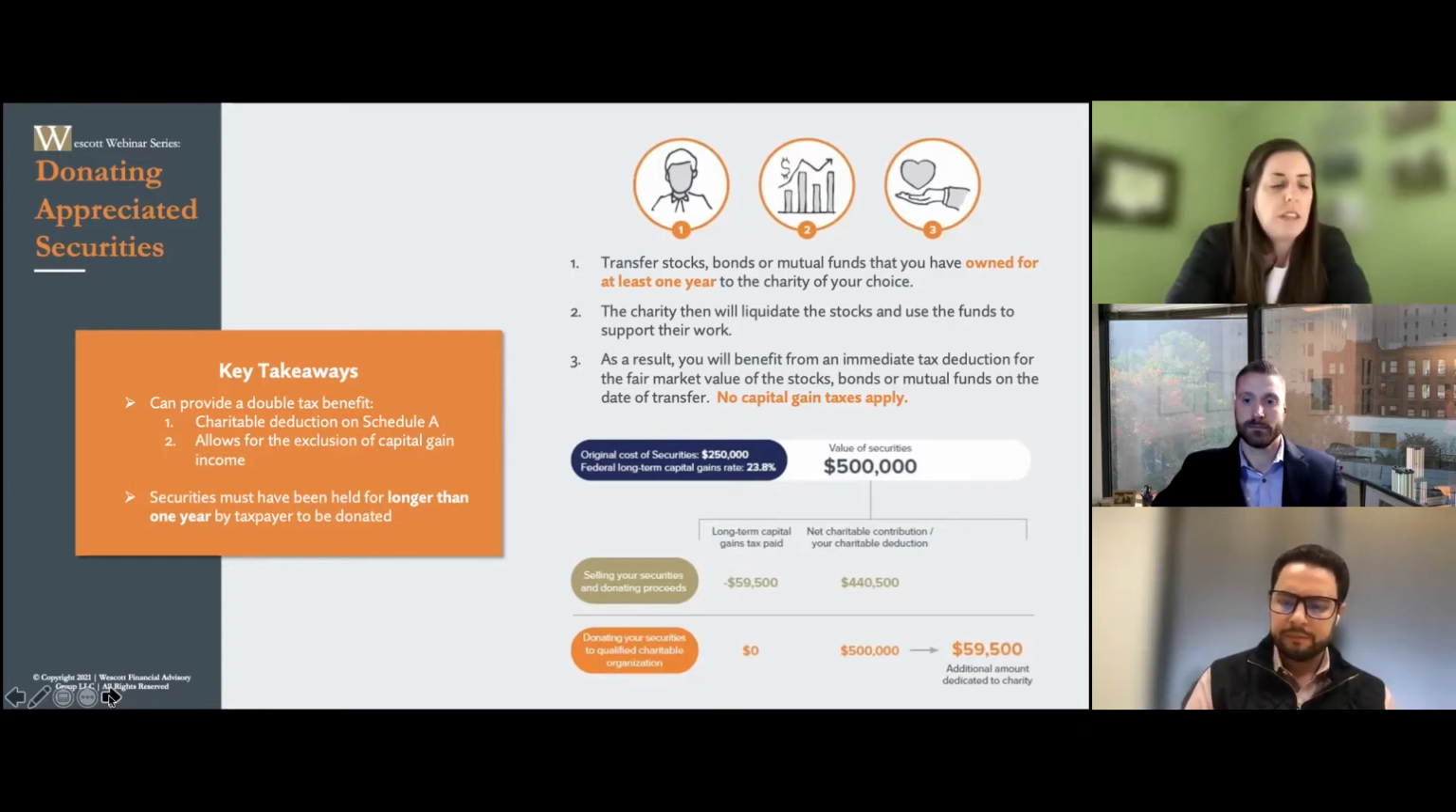Sure. If you take a look at this slide, there's a bit of a graphic here. Say you purchased $250,000 of a security, and a few years later, it has doubled in value and it's worth $500,000. If you sold it, you'd owe capital gains taxes on the amount of growth, which here is the $250,000 differential. So you'd be paying the 23.8% federal long-term capital gains rate. That's 20%, but then another 3.8% net investment income tax. So you'd be paying over $59,000 to the federal government. And that leaves you with really just a net of $440,000 that can then go to the charity.